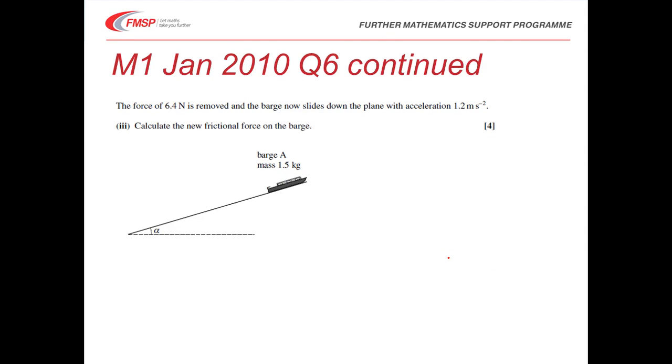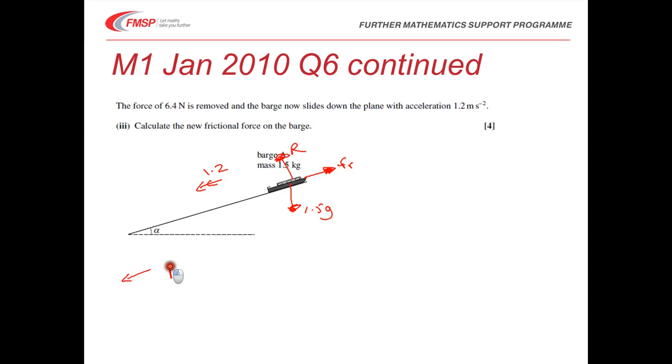The 6.4 force is removed and the barge is going to start sliding down the plane. Now, friction always opposes motion, so if it's sliding down the plane, friction would act in the opposite direction. And it's got an acceleration of 1.2. So we still have the mass, and we still have the resultant force. So because it's going down the plane, I'm going to resolve that way.